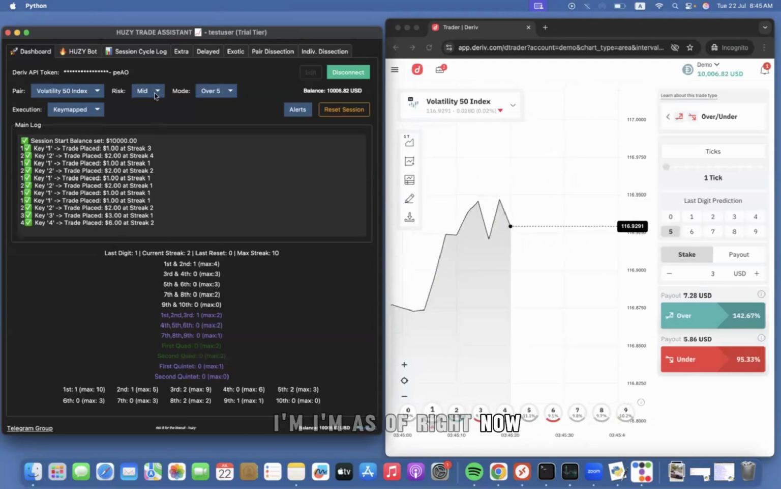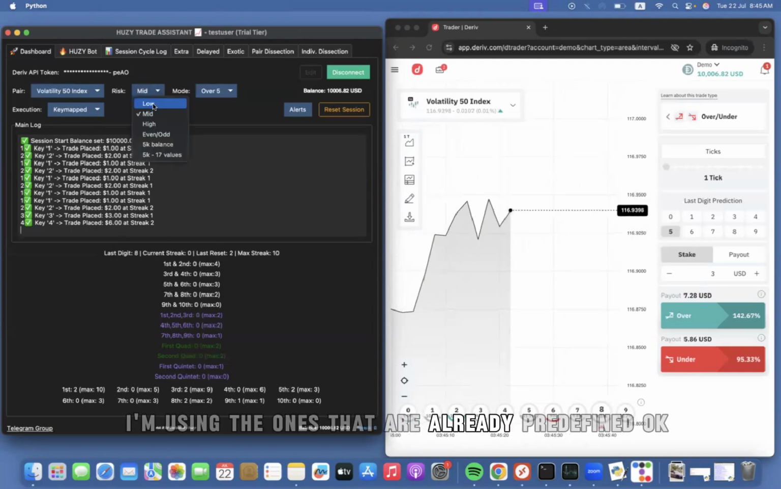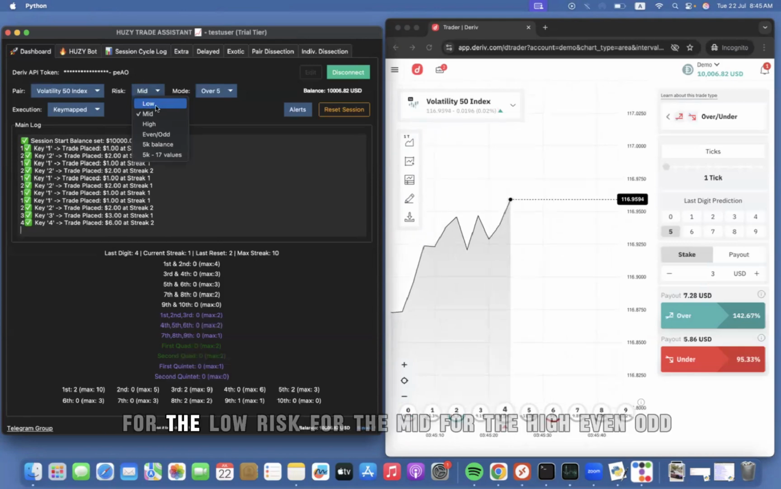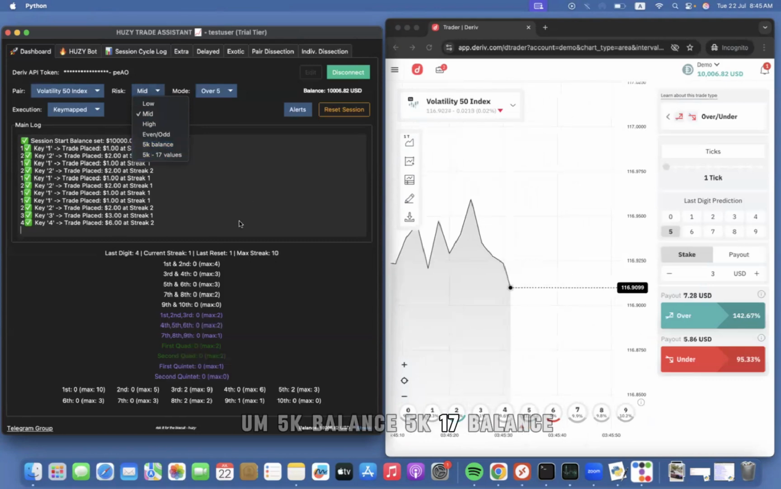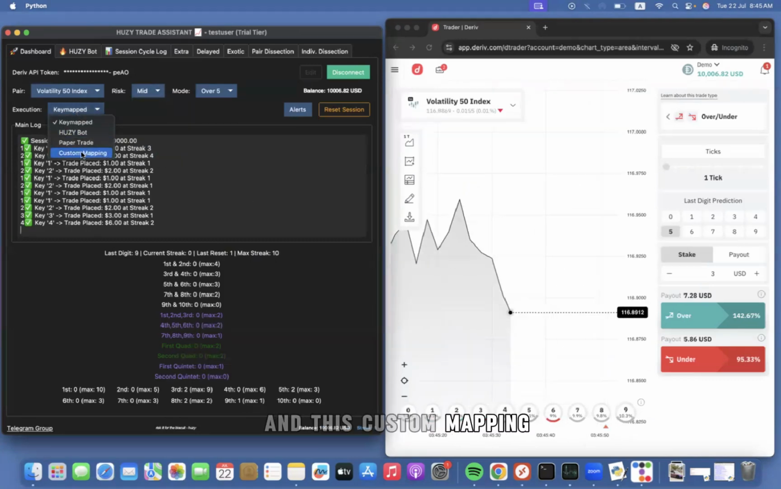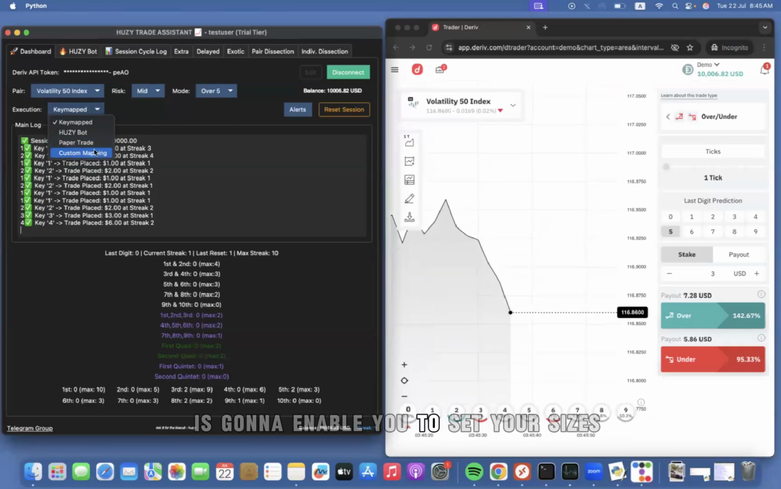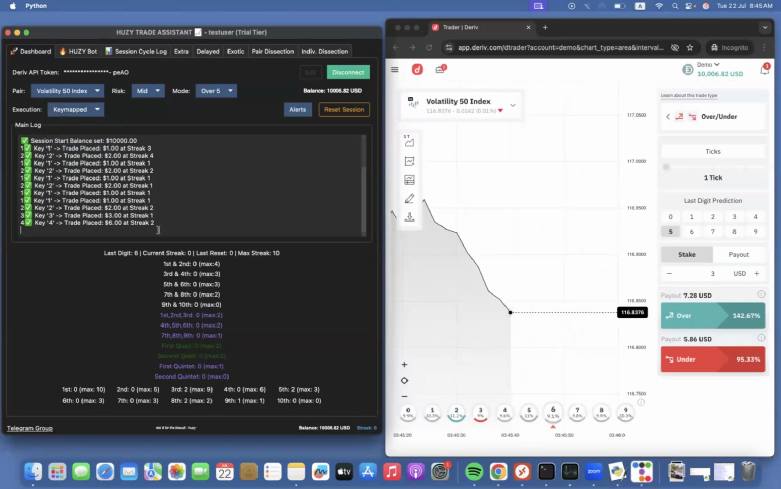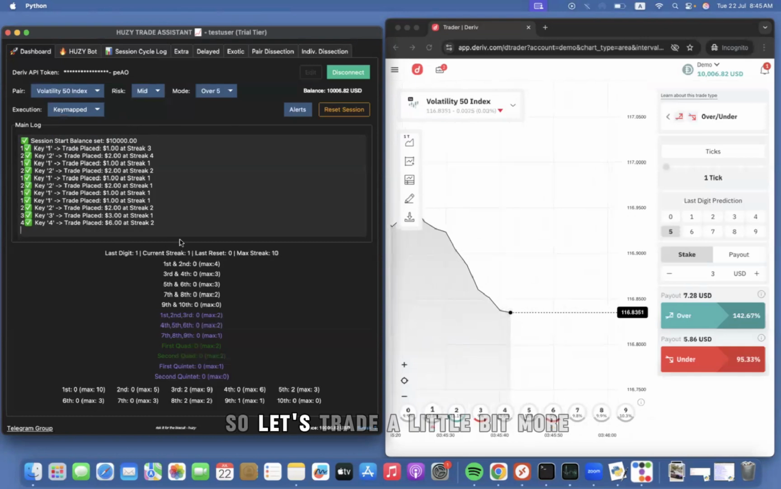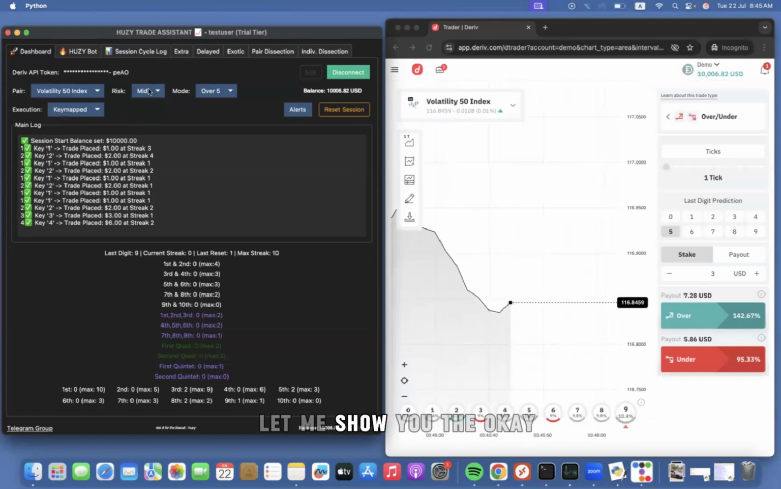As of right now, I'm using the ones that are already predefined, for the low risk, for the mid, for the high, even odd, 5K balance, 5K 17 balance. And this custom mapping is going to enable you to set your sizes according to your own liking. All right. So let's trade a little bit more. Let me show you.